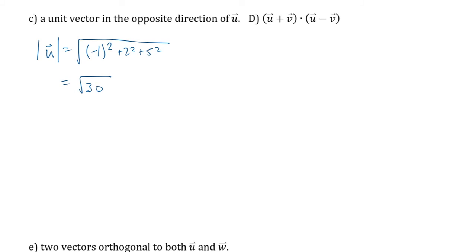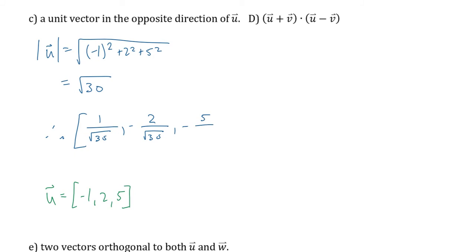And then to go in the opposite direction of u, again I'll write this down here just to make a note of it. u is -1, 2, 5. So if I'm going to go in the opposite direction, I go positive 1 over root 30, then -2 over root 30, then -5 over root 30. And you can't change those numbers. You can't scale it up because then it would no longer be a unit vector.